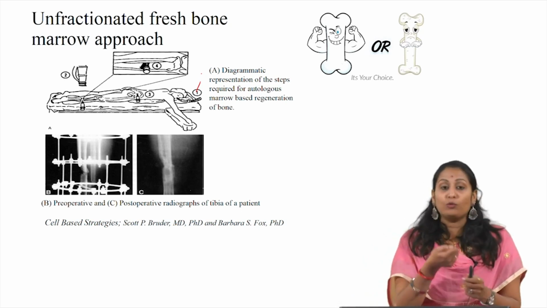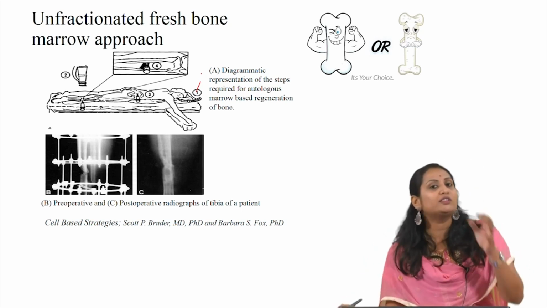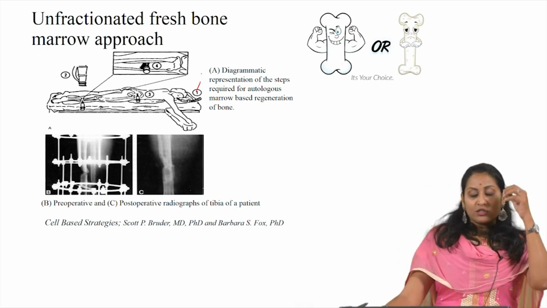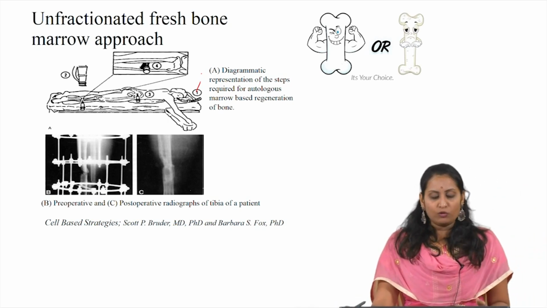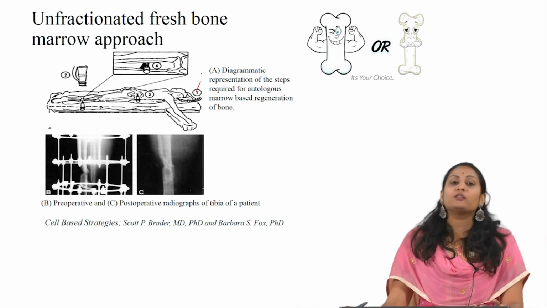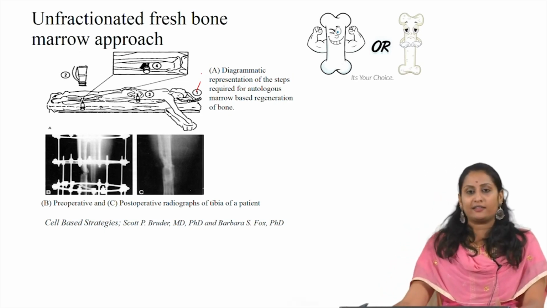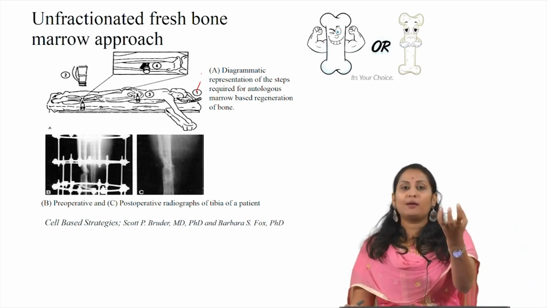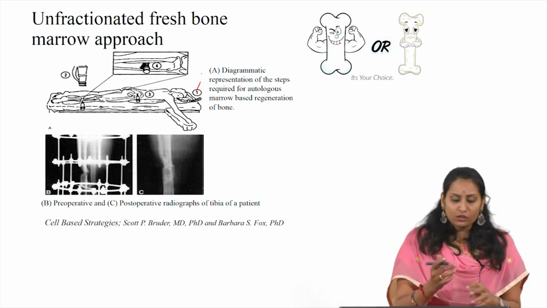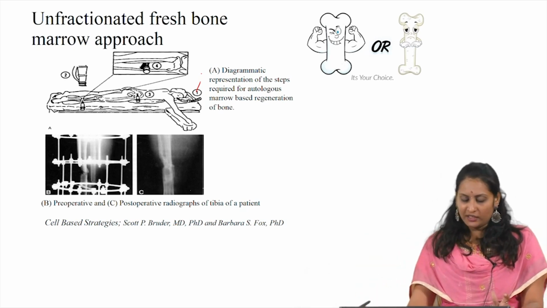So, they remove the bone marrow. We all know cells are present in the bone marrow region. So, they remove the cells from the bone marrow and inject them directly into the defect sites, along with some matrix. So, they inject bone marrow cells along with the matrix.